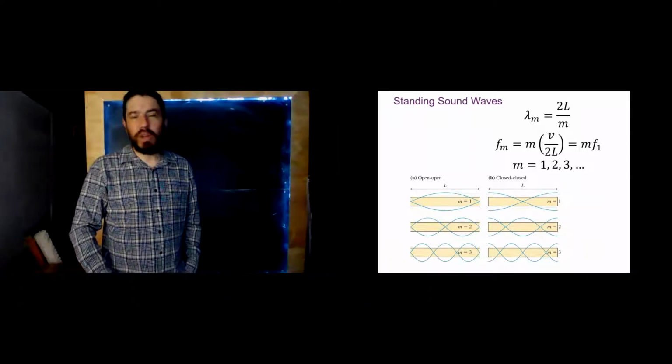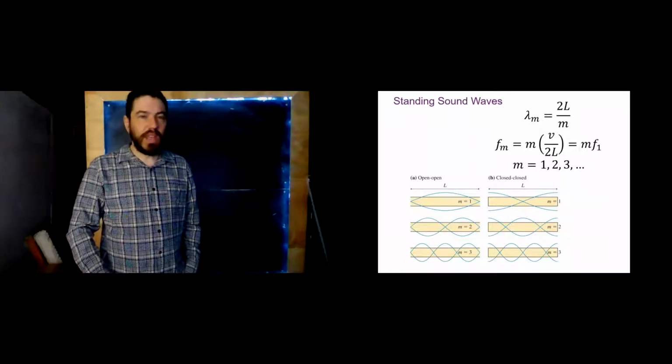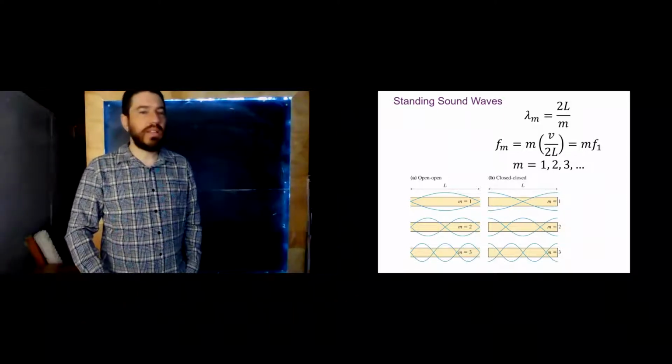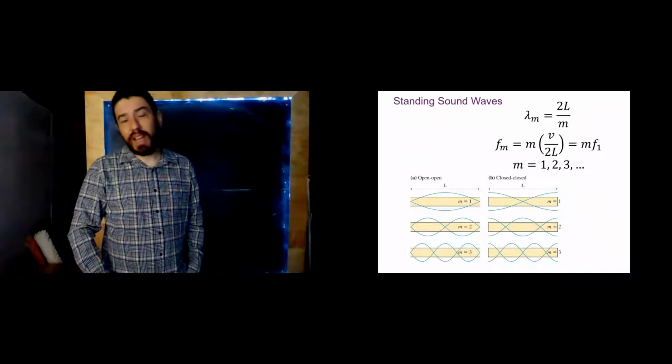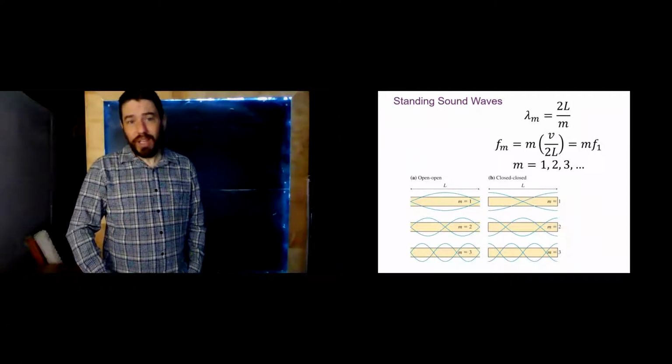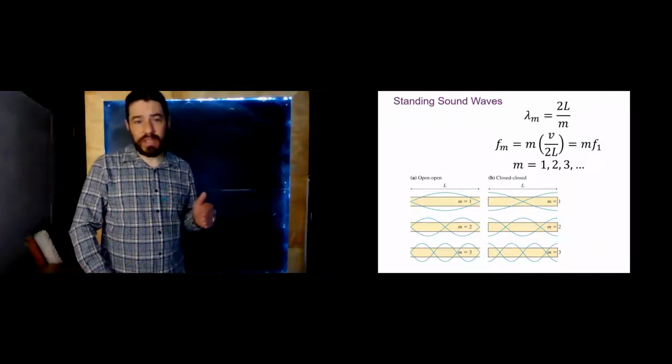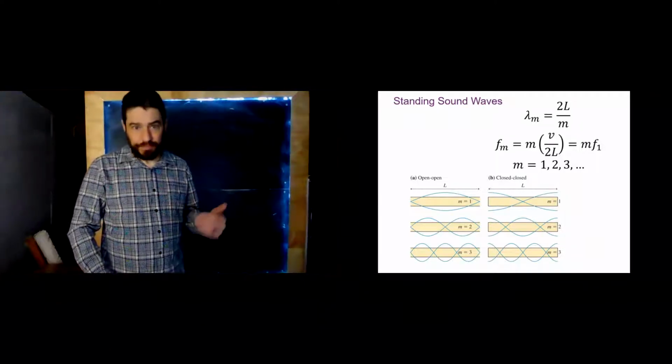If I'm talking about an open system, then the mode number is the number of antinodes. But if I'm looking at a closed system, the mode number is the number of nodes. And we'll see that I can look at an open-closed system, which is even more complicated. Okay, so an open system is like a flute.